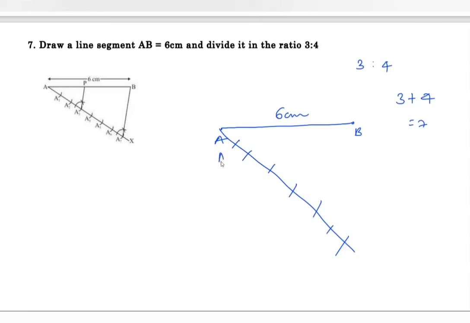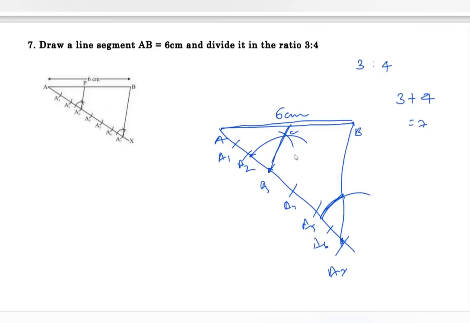Join the A1, A2, A3, A4, A5, A6, A7. Join B and A7. After that, from the point A3 and from the point A7, cut an arc in the same way without changing the length. Cut an arc, measure this arc length from this point, cut an arc, pass through it. Now the AB line is divided into 2 segments.